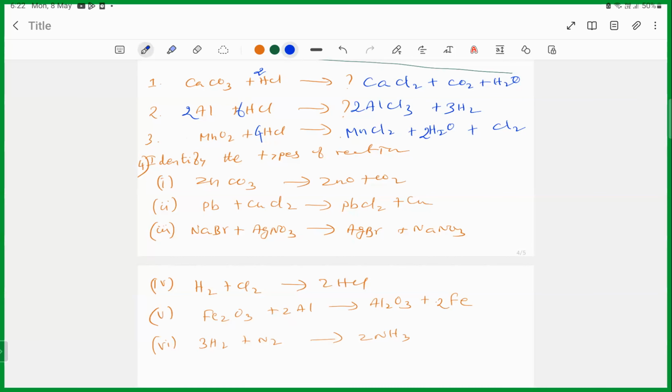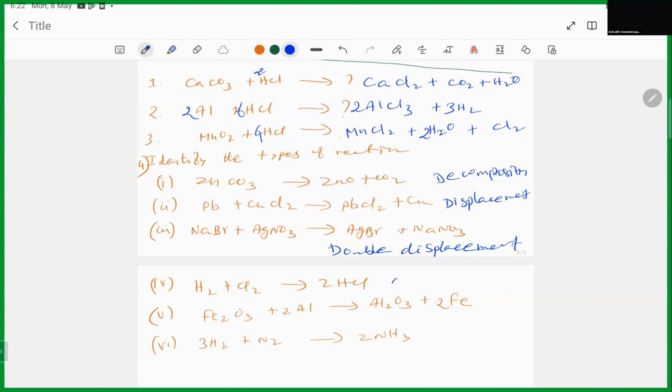Next, identify the following reactions. What is the type of reaction? Decomposition. Pb plus CuCl2 gives PbCl2 plus Cu, displacement. Next one, double displacement. Next one, combination. Next one, displacement. Next one, it's a combination. If it is reversed, that will be decomposition. Very good.